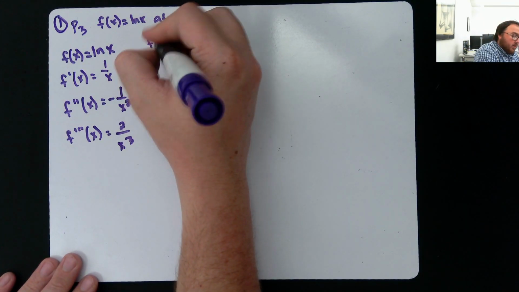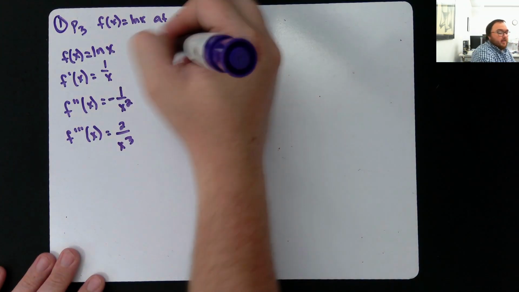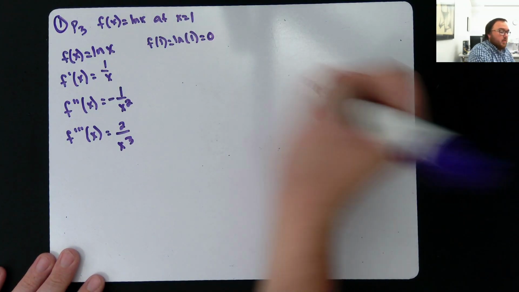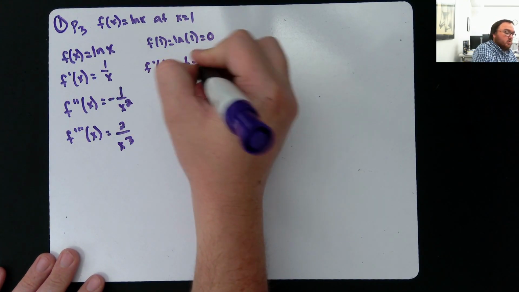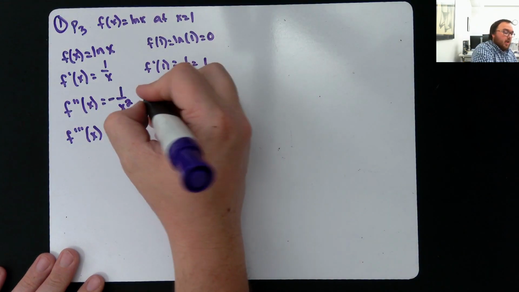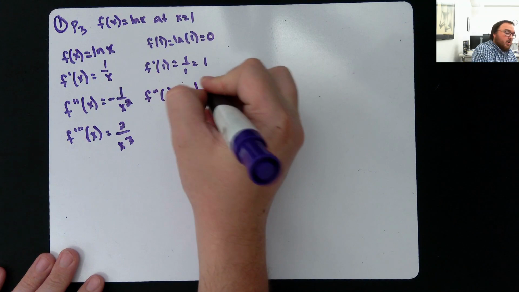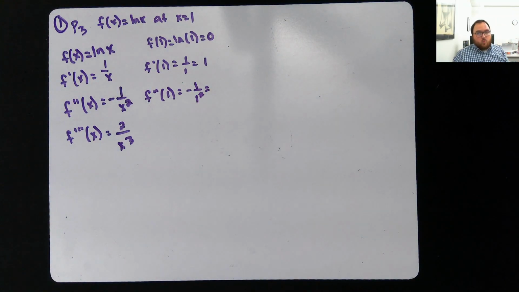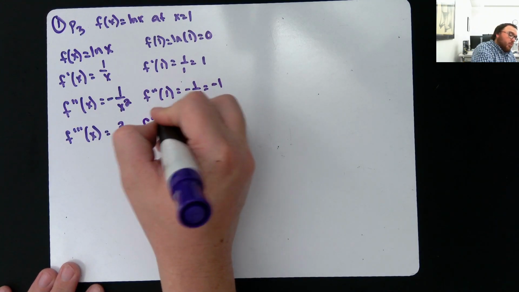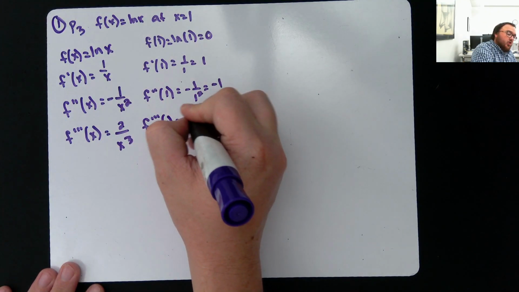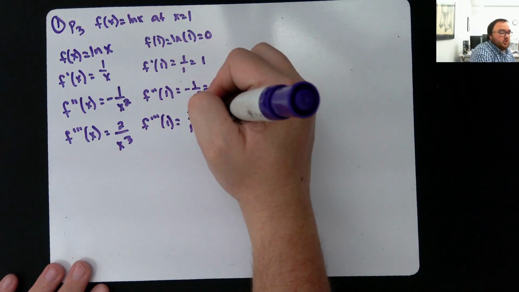So f of 1 is the natural log of 1. The natural log of 1 is 0. F prime at 1 is going to be 1 over 1, which is 1. F double prime at 1 is going to be negative 1 over 1 squared. 1 squared is 1. 1 over 1 is 1. So it's negative 1. F triple prime at 1 is 2 over 1 cubed. 1 cubed is 1. 2 over 1 is 2.